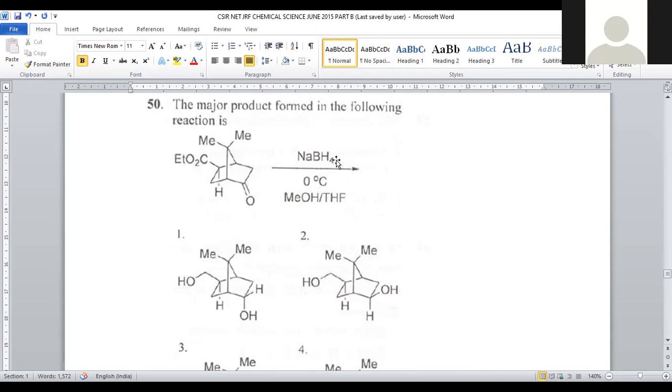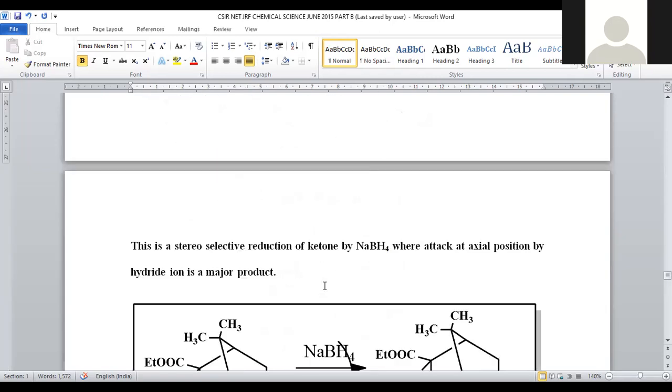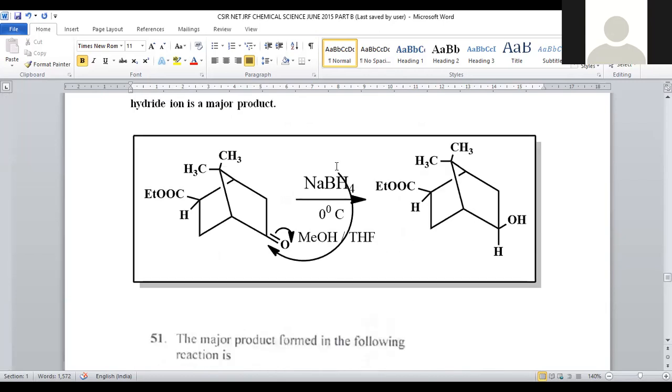If lithium aluminum hydride was taken, being a strong reducing agent, that will reduce ester and carbonyl group as well. But sodium borohydride, being a mild reducing agent, is selective for this ketonic reduction rather than ester. Ester will not be affected here. And what is the stereochemistry of this reduction? Sodium borohydride will attach from the front end.